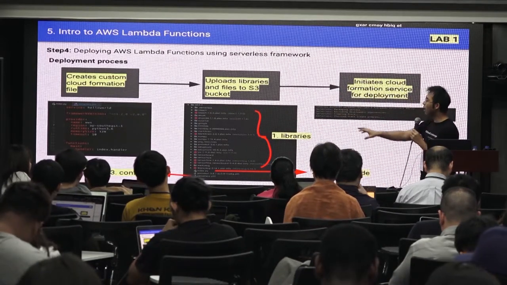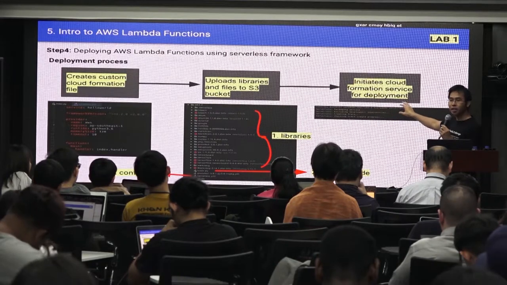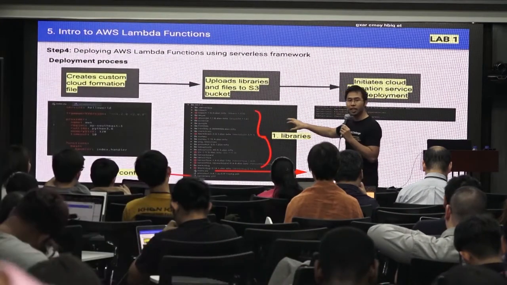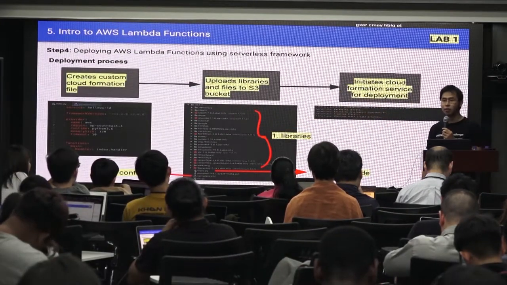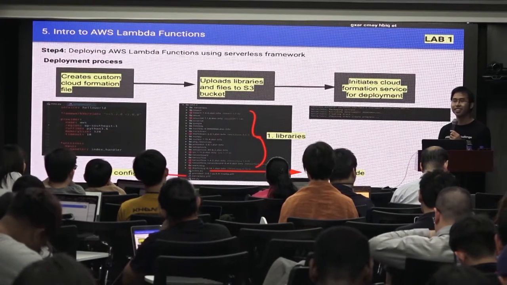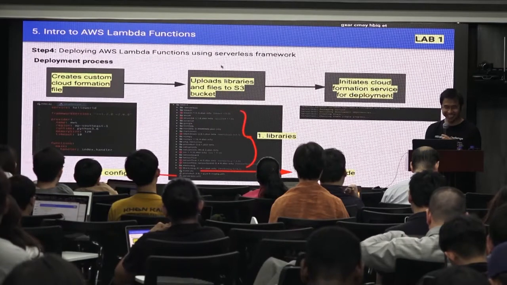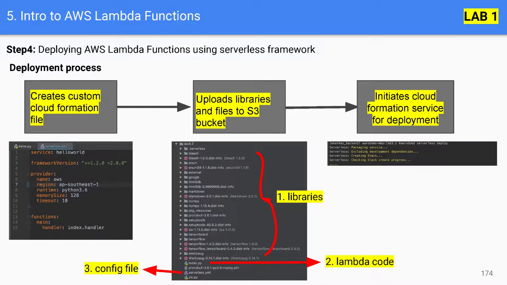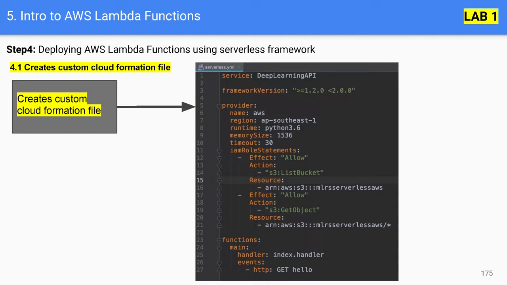After you have that, you run one command on your terminal to push the function and libraries into the cloud, and that's it. That finishes the deployment. It should be really simple if you can install Node. So we have three things: the config file, serverless.yml; the libraries, where you need to know what libraries are needed for your code; and index.py, which is the Lambda code, your TensorFlow inference code.